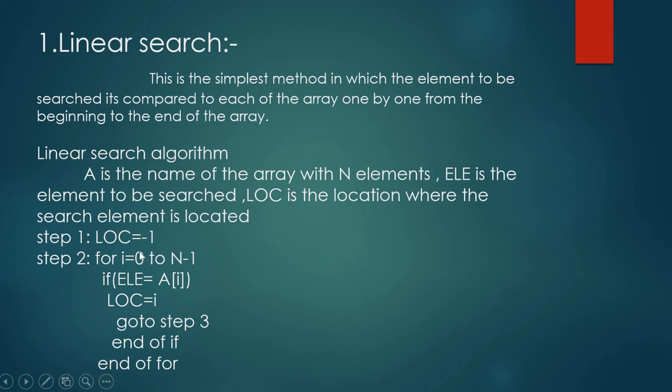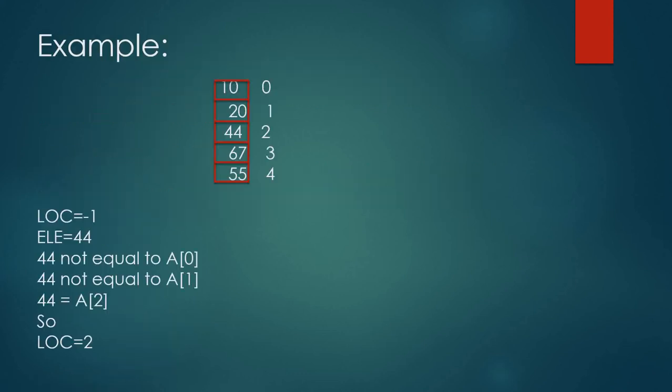It will search the elements one by one. ELE is compared with each element in the array. So we can consider one example. Suppose this is the array A of 5. First we set the location to -1. Here we are finding the location of 44.